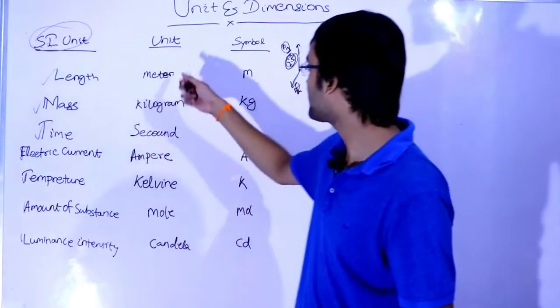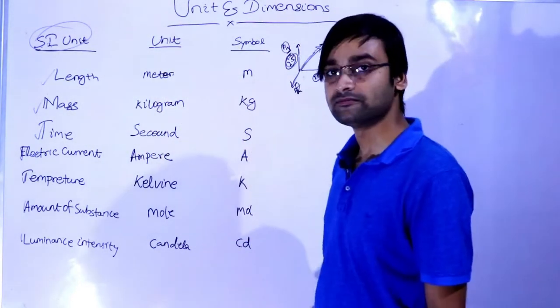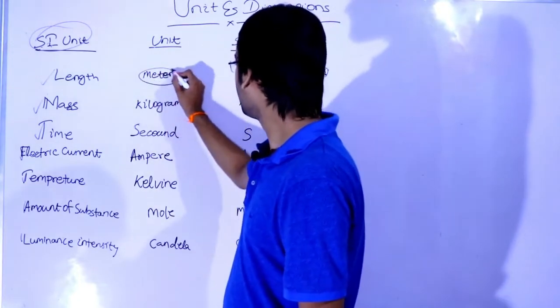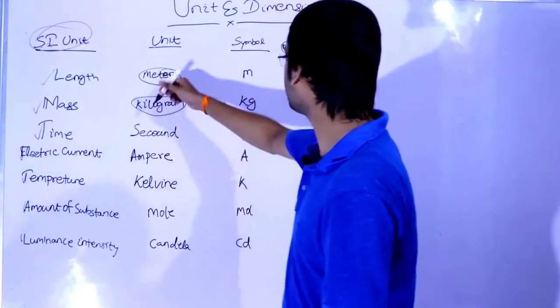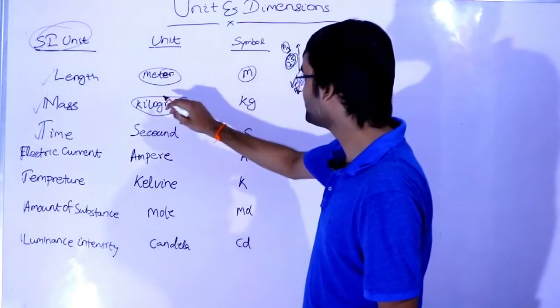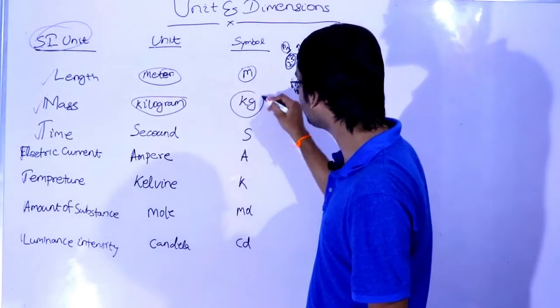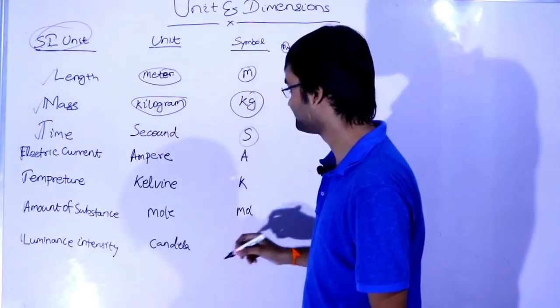Now let's talk about the units. Length, its unit is meter. Then mass, this is known as kilogram. In short, each has a symbol: meter, you can write it m; kilogram, you can write kg. Second, 1 second, is denoted as s.